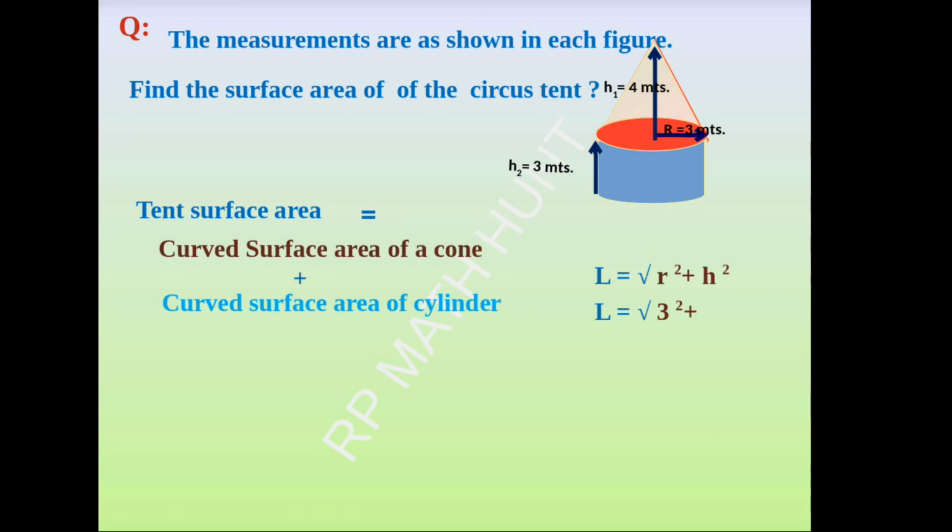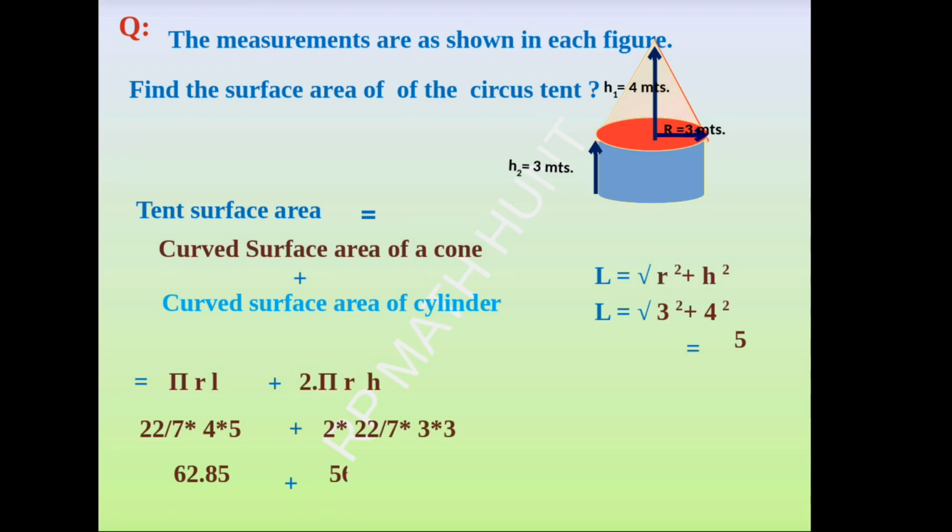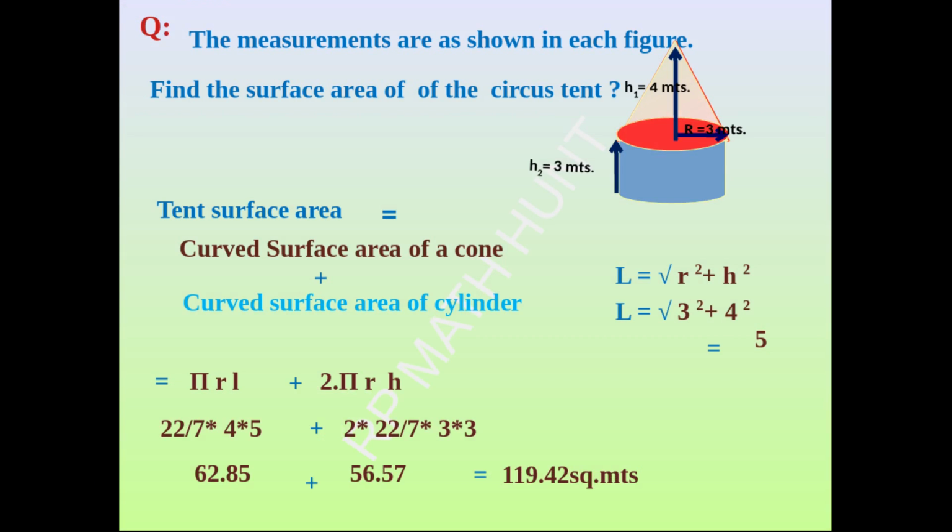L is equal to square root of R square plus H square. L is equal to square root of 3 square plus 4 square, which is equal to 5. And pi R L plus 2 pi R H, that is 22 by 7 into 4 into 5 plus 2 into 22 by 7 into 3 into 3, that is equal to 62.85 plus 56.57, which is equal to 119.42 square meters.